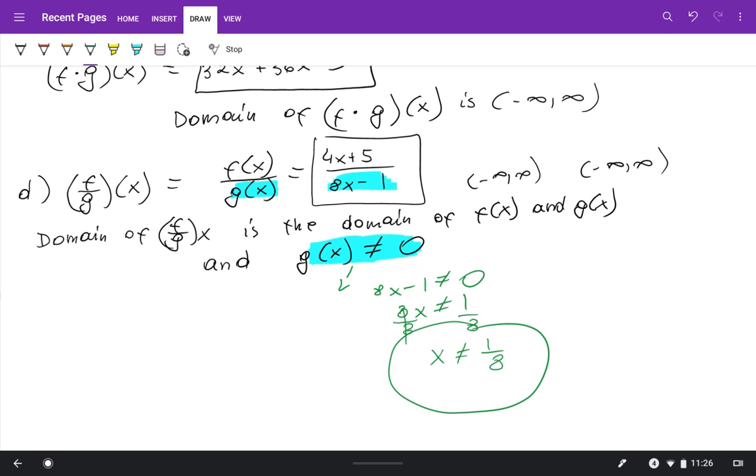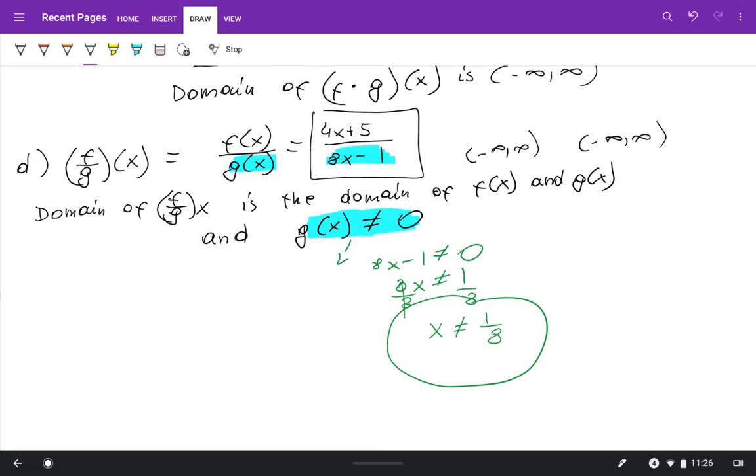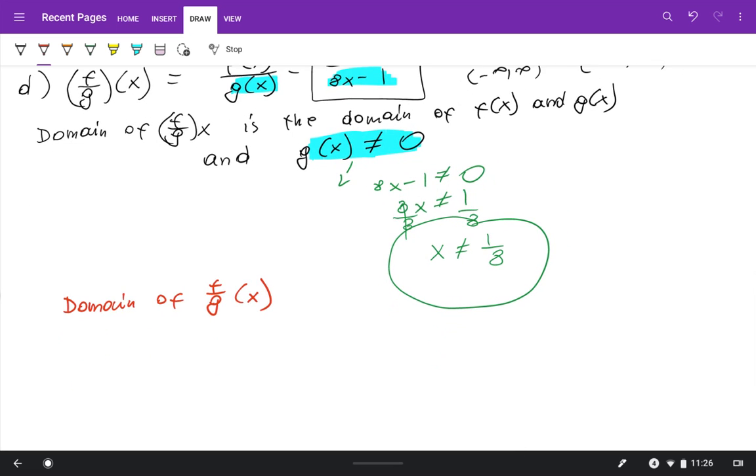So we need to add this extra condition only for the quotient, because when x is equal to 1 over 8, the bottom part of that quotient will be 0, which can't happen. We won't be able to evaluate. So the final answer for the domain of f over g of x, again, I'm just going to write the sentence first, is all real numbers except x equal to 1 over 8.